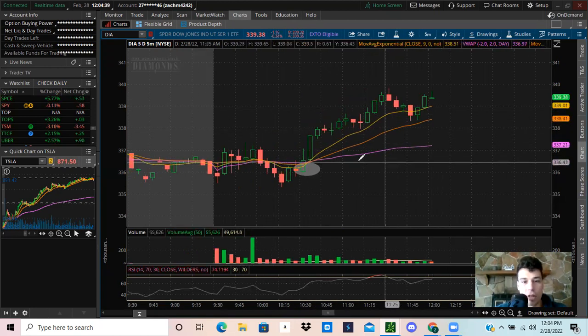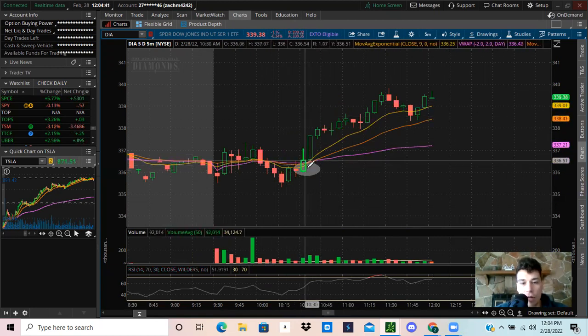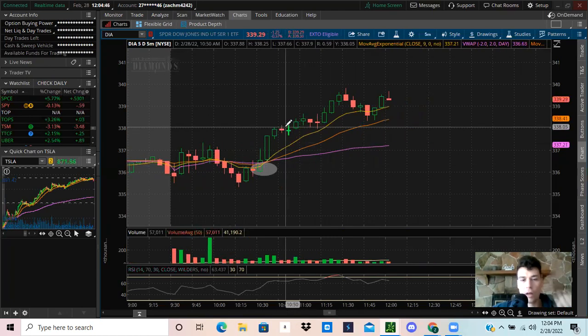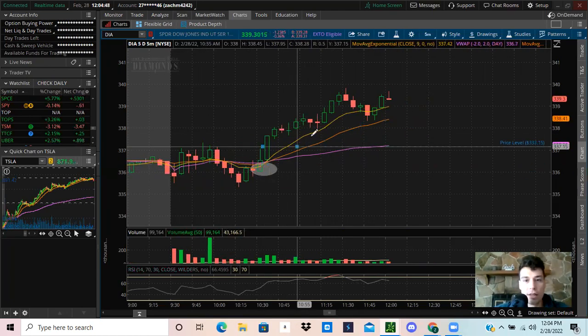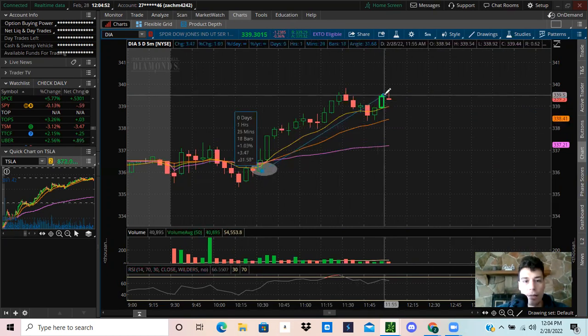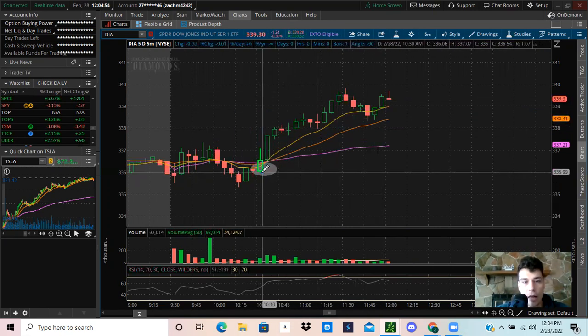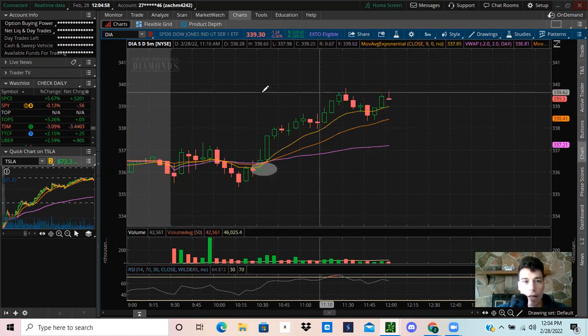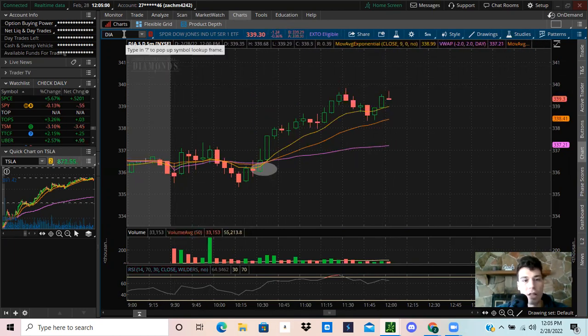All right, but essentially what I have here is my entry on this play. It was right around 10:30, and since then DIA has had a very nice rally. We rallied up about 1%, but I'm going to show you guys how I actually made way more than 1%. What we do is we trade options in the Options Trading Tycoons Discord.